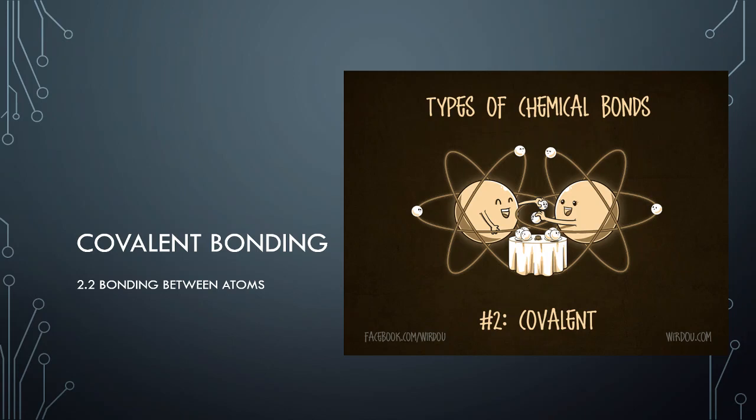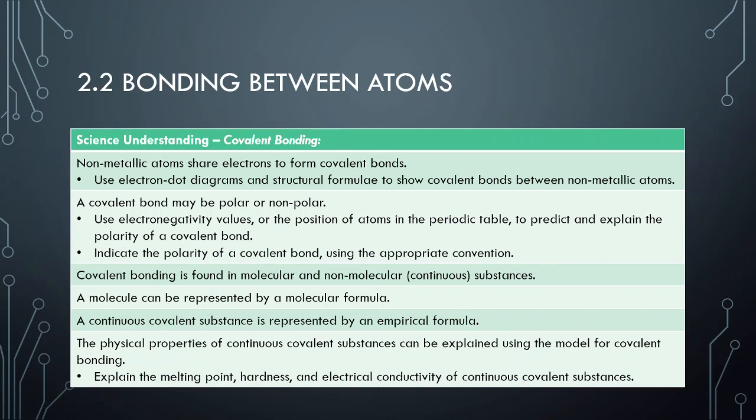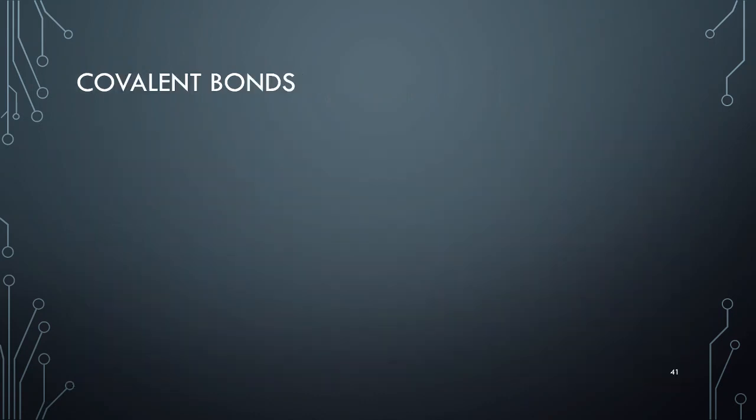We'll be looking at covalent bonding, and we'll be focusing on the first box in this table. Non-metallic atoms share electrons to form covalent bonds. I think we have already established that. And you need to be able to use electron dot diagrams, also called Lewis dot diagrams, and structural formulae to show covalent bonds between non-metallic atoms. Okay, so let's look at that.